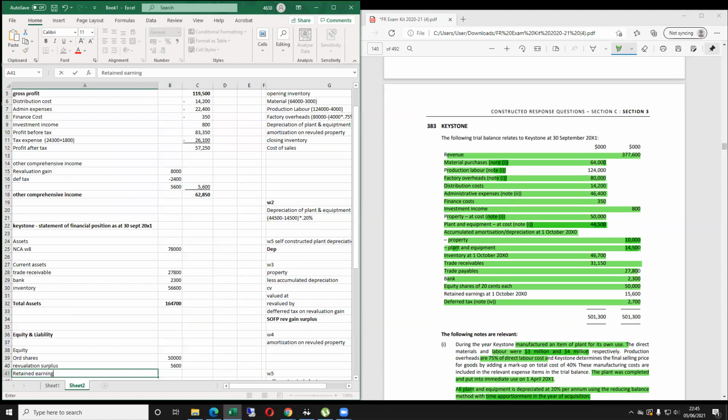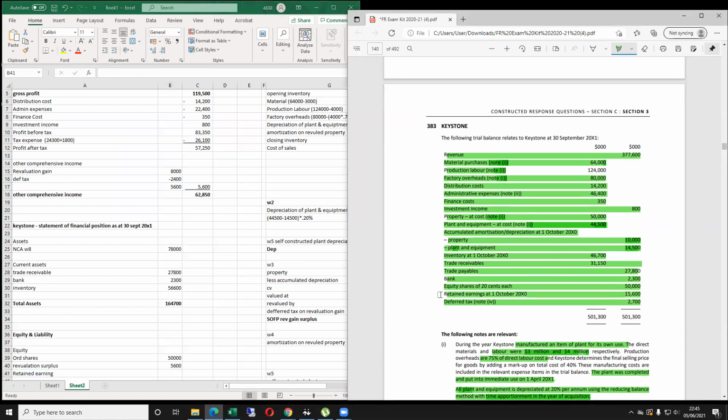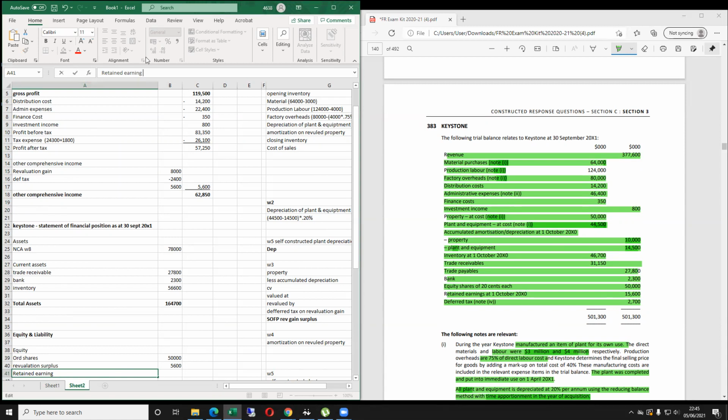Then we have retained earnings. As per the trial balance, you can say 15,600 from the trial balance plus, remember, there is a tricky point. The profit for this year was 57,250. Do not write this one, because I have already calculated the revaluation gain here. If you take this amount, it means you are duplicating your revaluation gain. That's why I wrote 5,600 separately. So take retained earnings for this year as 57,250.